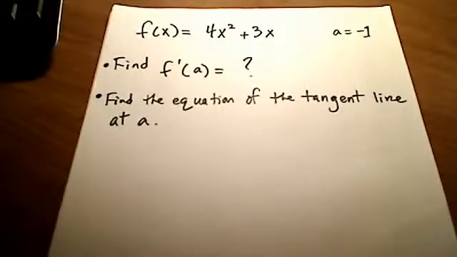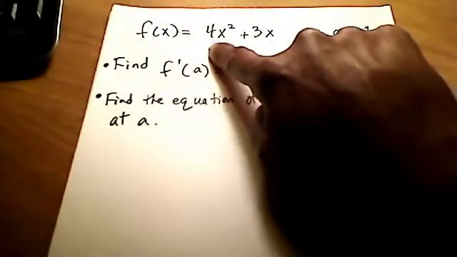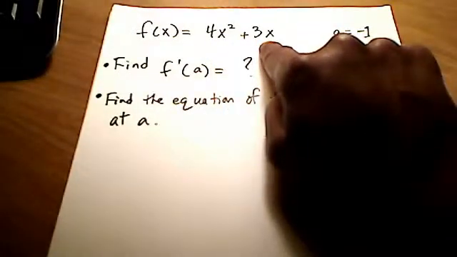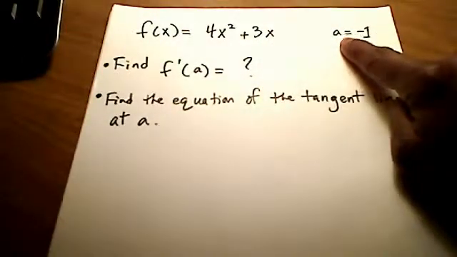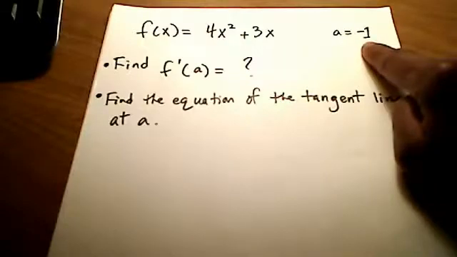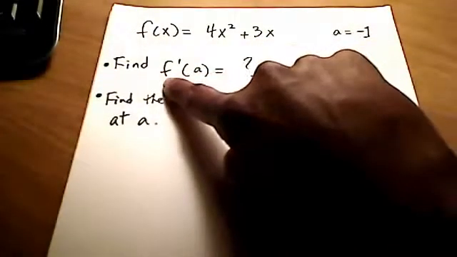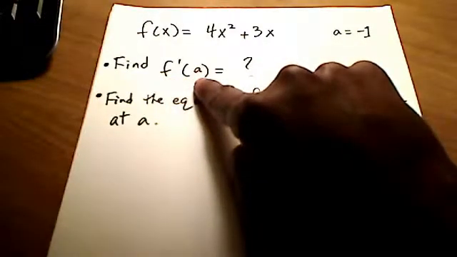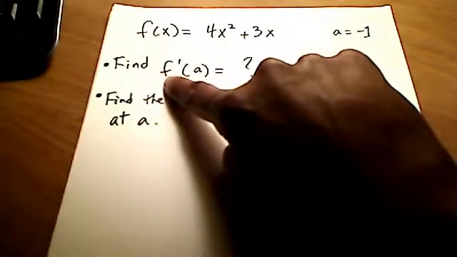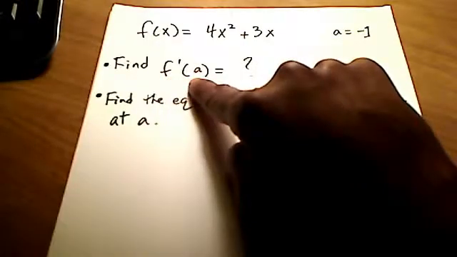Alright, in this video I want to demonstrate a couple of things here. First, with this given function, f of x is equal to 4x squared plus 3x, and given that some random variable a is equal to -1. So we're also told that a is -1. They want us to find the first derivative of the function at a. What is the value of the first derivative at a?